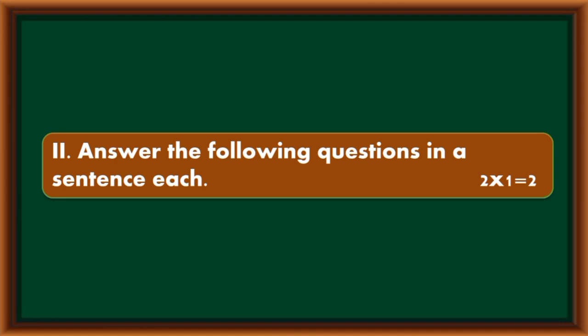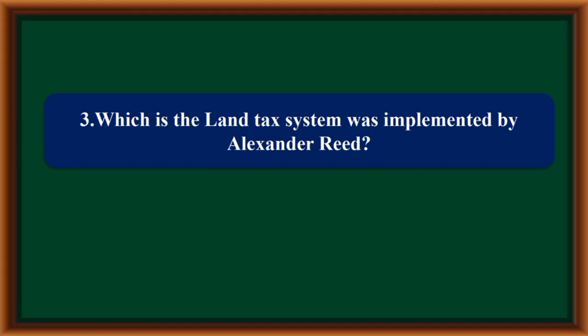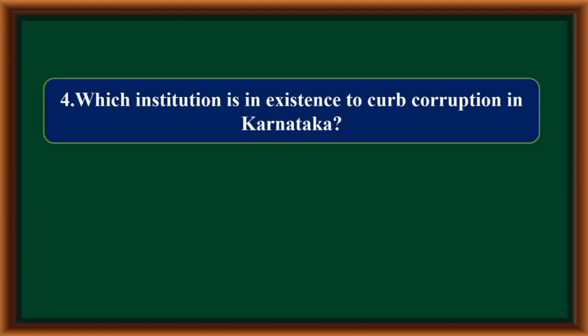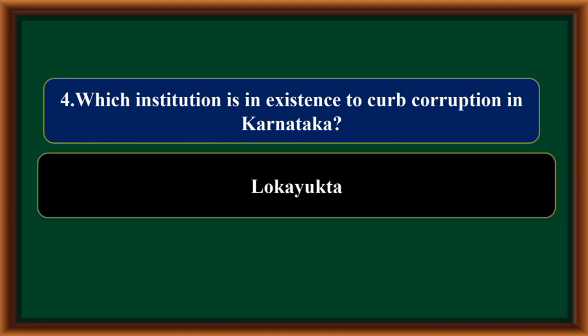Second main: answer the following questions in a sentence each. Which is the land tax system implemented by Alexander Reed? Correct answer is Raytwari system. Raytwari system is the land tax system implemented by Alexander Reed. Which institution is in existence to curb corruption in Karnataka? Lokayukta. Lokayukta is in existence to curb corruption in Karnataka.